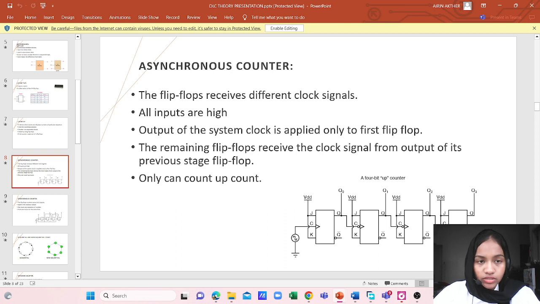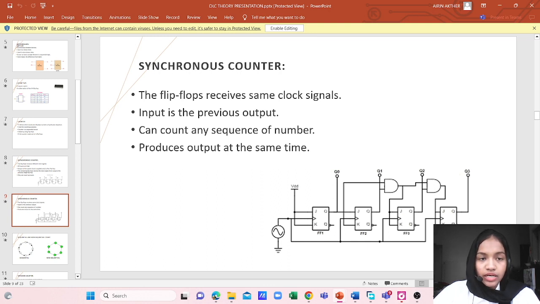In an asynchronous counter, the flip-flops receive different clock signals. Here, all the inputs are high, and the system clock is applied only to the first flip-flop, and the remaining flip-flops receive the clock signal from the output of their previous stage flip-flops. An asynchronous counter can only count up. Here is a block diagram of a 4-bit up counter of an asynchronous counter.